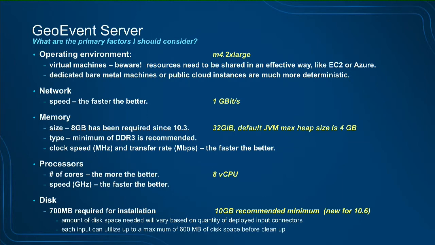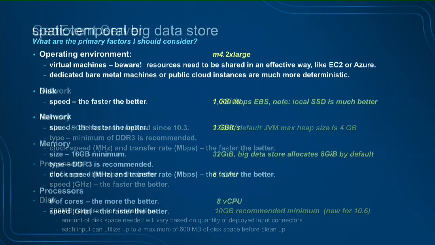And so if you have 30 inputs, you need to factor that, the maximum of that would be 30 times 600 megabytes of disk space. And so you need to factor that into your planning when you plan your hardware deployments for this. So we recommend a 10 gigabit minimum, and this is, as I mentioned, a new requirement for 10.6.